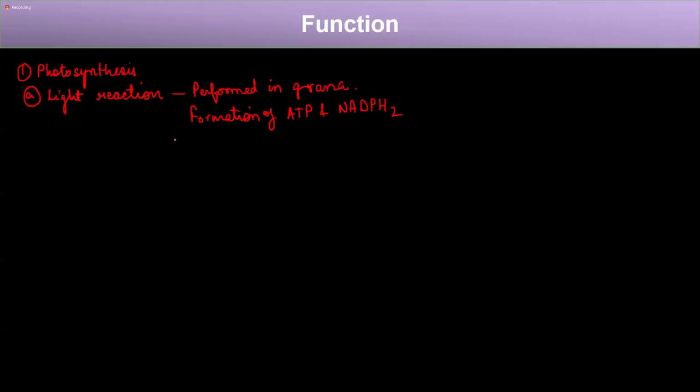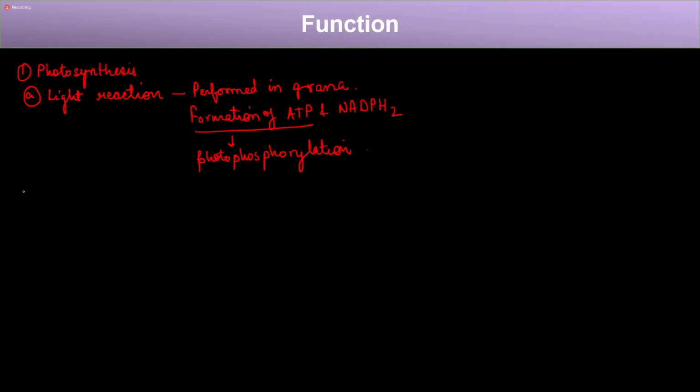grana. Okay. Now, if you remember, in the mitochondria also ATP formation was done, and that process was known as oxidative phosphorylation, right? But in the case of chloroplast, the formation of ATP, because it is taking place in the presence of light, is known as photophosphorylation. Okay. So light reaction is performed in the grana, in which the formation of ATP takes place, and this process is known as photophosphorylation.